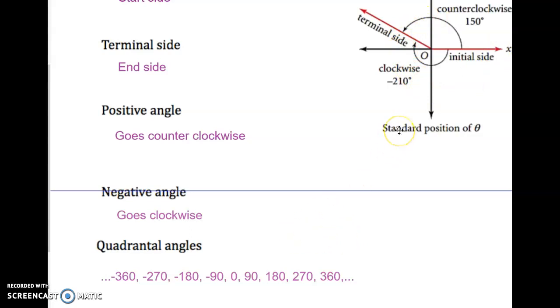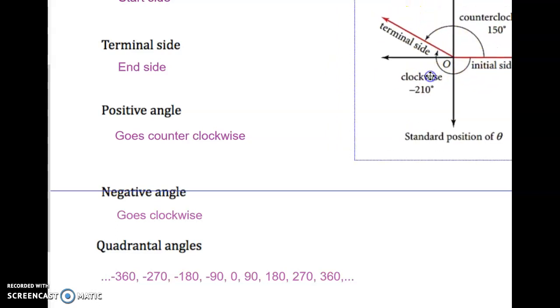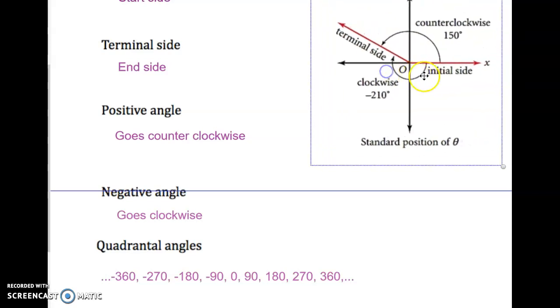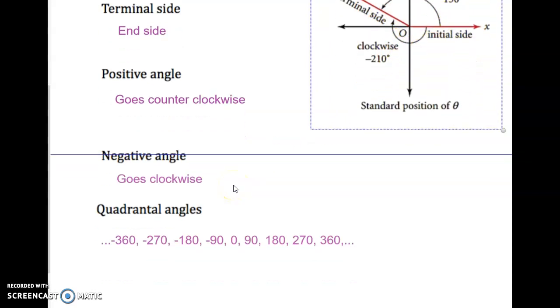If you have an angle that's bigger than 360, that means that it goes around more than one time. So positive 720 would be all the way around 360 degrees 2 times. That would be 2 revolutions of the angle.